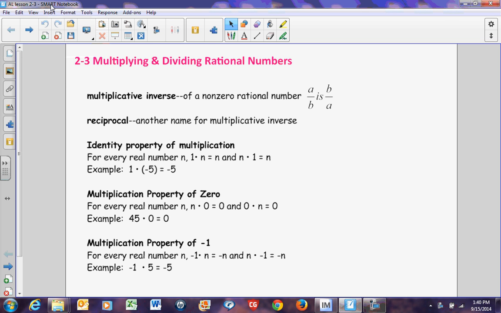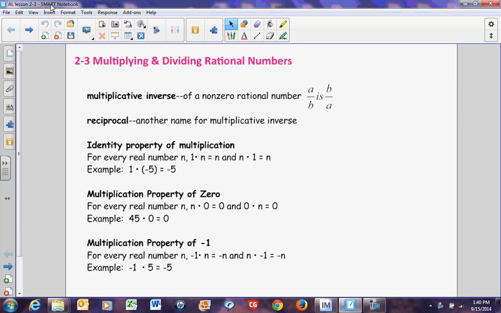This is lesson 2-3, multiplying and dividing rational numbers. We have two vocabulary words in this section. The first one, multiplicative inverse. The multiplicative inverse is a fancy name for saying reciprocal. Essentially what it means is it's the flipped over version of the same number.